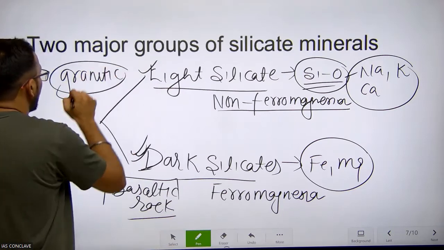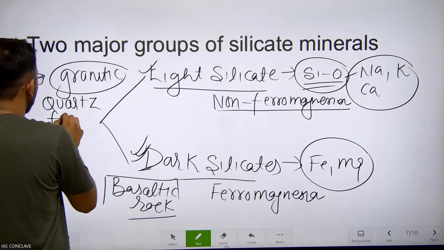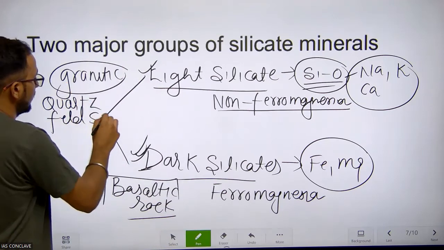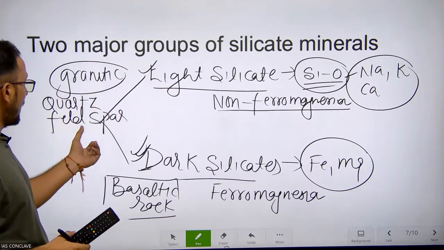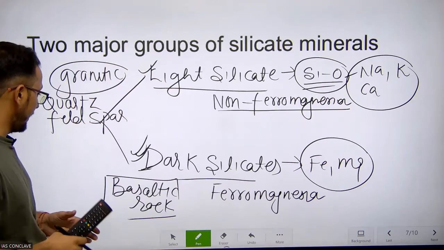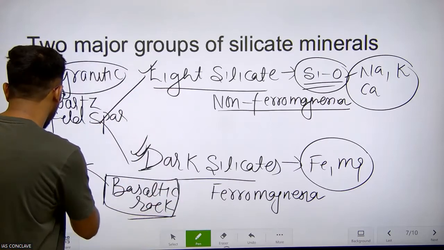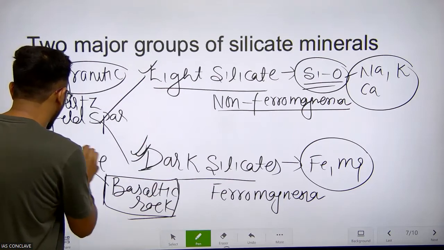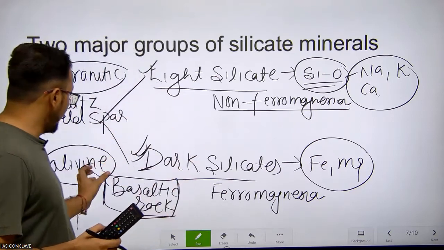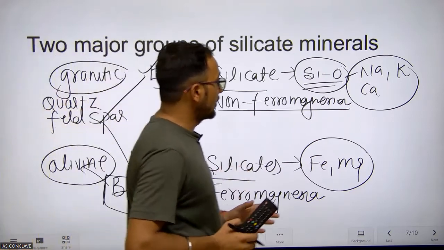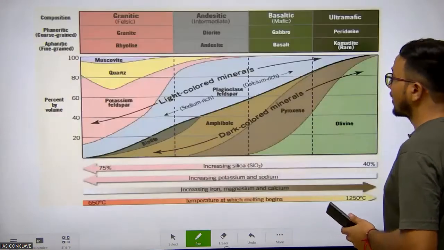Granitic rock is composed of quartz and feldspar, and some mica is also found. Basaltic rock is composed mostly of the olivine group of minerals. Olivine, pyroxene, and amphibole you will find in these dark silicate minerals. So this is how to classify the major groups of silicate minerals.